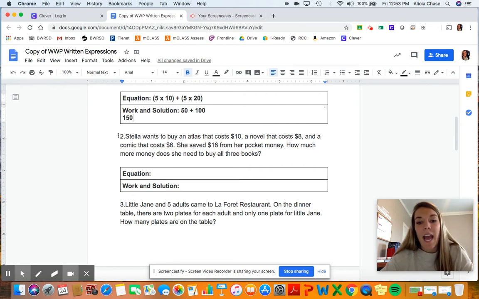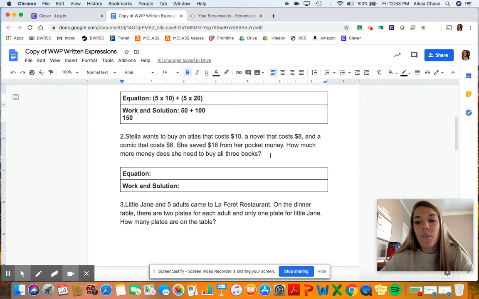Stella wants to buy an atlas that costs $10, a novel that costs $8, and a comic that costs $6. She saved $16 from her pocket money. How much more money does she need to buy all 3 comic books? Okay. So first of all, I need to think about what am I being asked? I'm asked, how much more money does she need? So I know that she spends $10, $8, and $6, but she saved that $16. So I could take that away from the amount of money she needs.